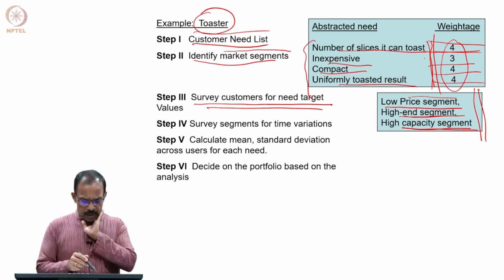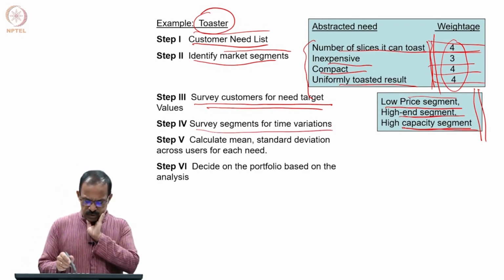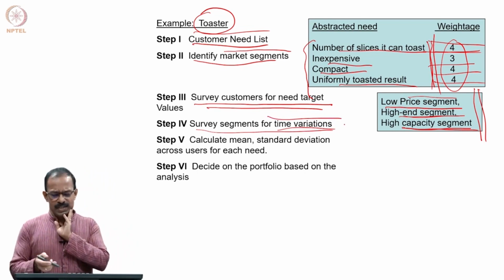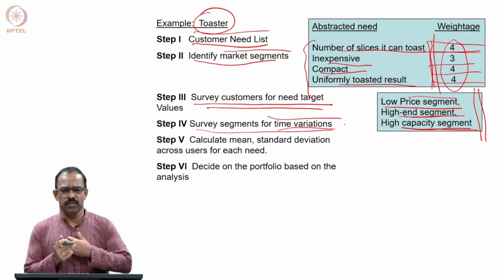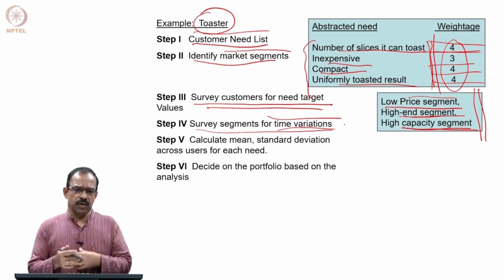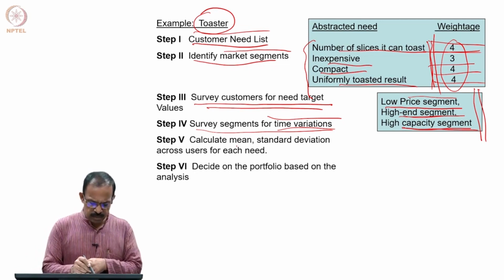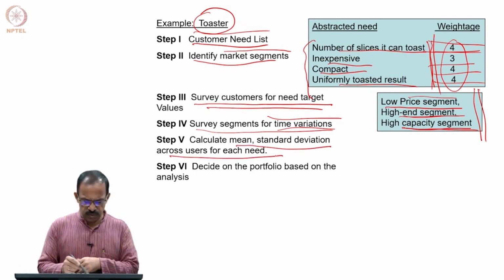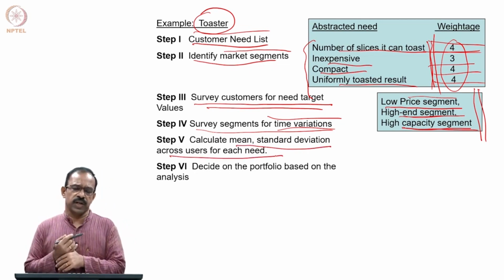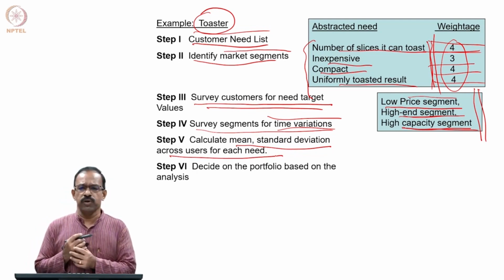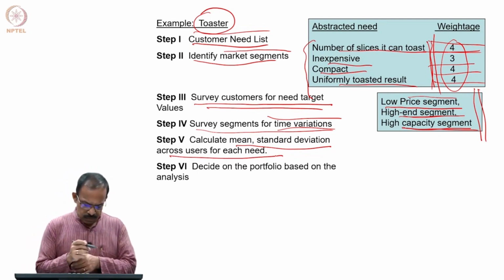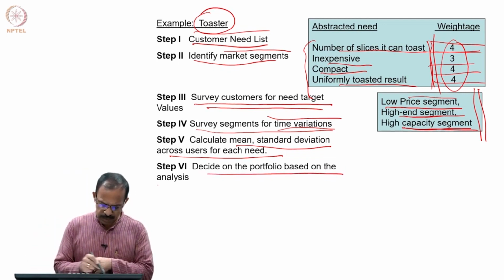Okay. And then survey segments for time variation. If needed you can survey it for time variation, but in this case since it is not very critical we do not really need to, but in the general case we need to do the time variation also. And calculate the mean and standard deviation across users for each need. For each need you try to find out the mean value and standard deviation, and then decide on the portfolio based on the analysis.